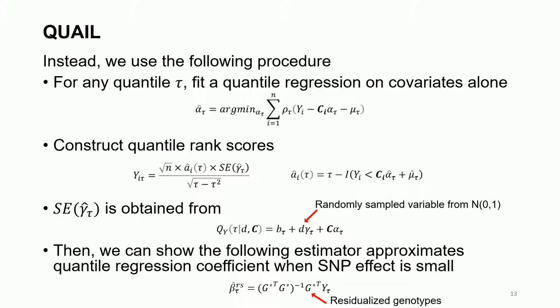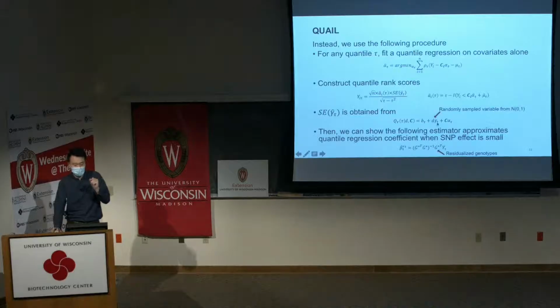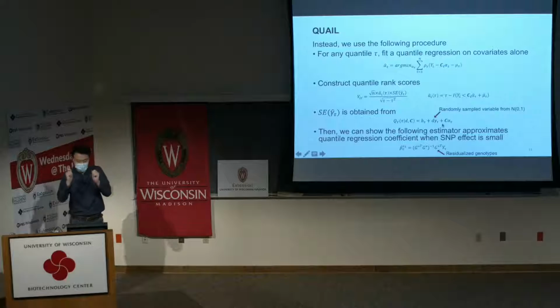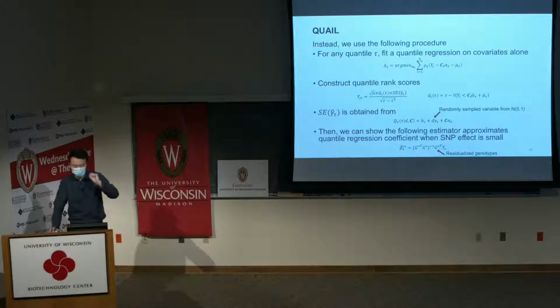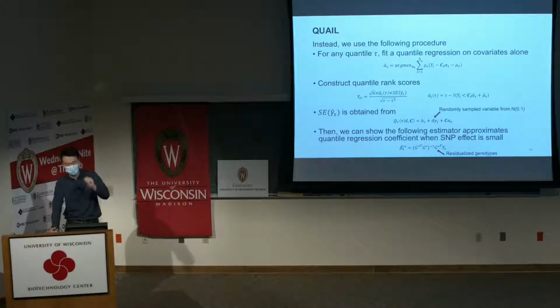But basically, what we are doing is you need to fit another quantile regression. Again, covariates C. But then you add a randomly sampled variable from standard normal distribution into it, which is D. And the regression coefficient of that D term is gamma. And you just randomly sample a variable, throw it into the quantile regression, and it will give you a standard error estimate of the gamma. Use that back in the second step, then you can construct this quantile rank score Y.